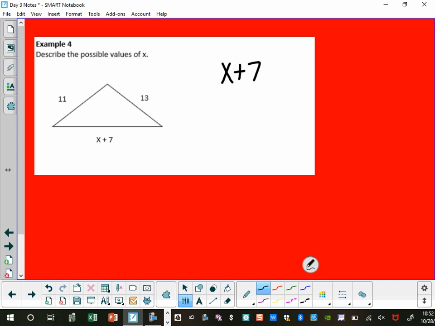All right, so we're going to say x plus 7 is greater than something, and x plus 7 is less than something. Which number should go on the left side, 11 or 13? 11, that's my smaller number. So 13 goes on this side.